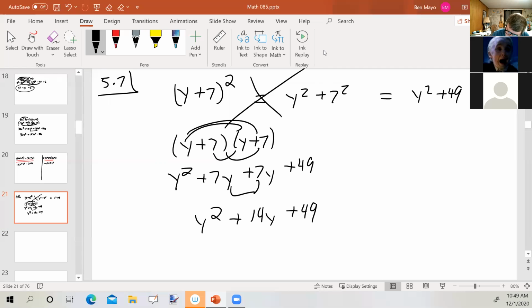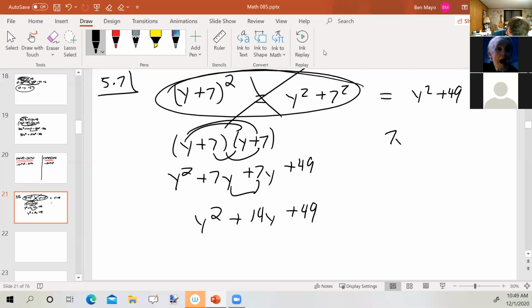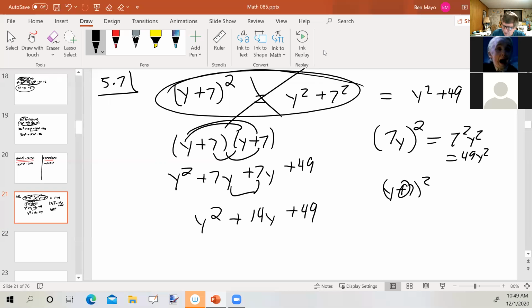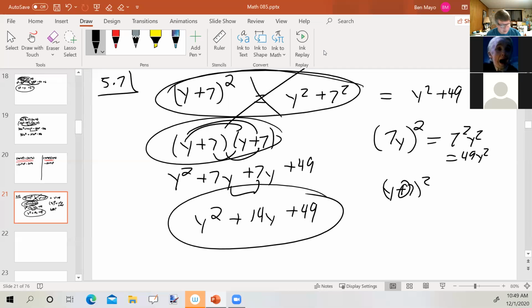The reason that people tend to make this mistake is that if you had 7y, the quantity squared, where inside it's a product, this would be 7 squared y squared or 49y squared. But if you've got y plus 7, this is not a product inside, so you can't just take that 2 and attach it to each of the terms inside. You've got to expand it out, FOIL it out, etc. Okay, so be careful of that common mistake.